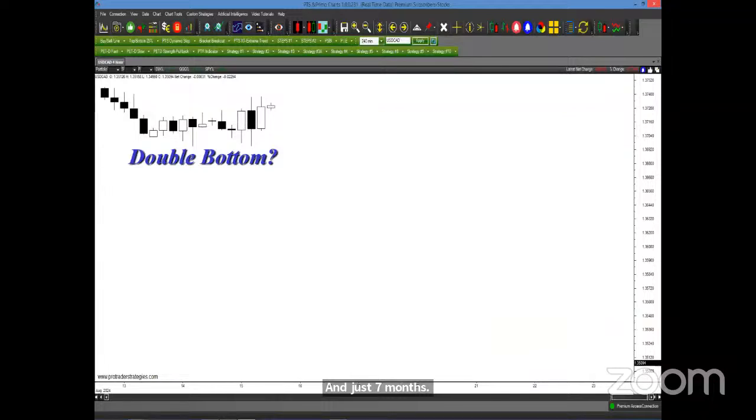How about this example? Here's a 4-hour chart of the Canadian dollar for all you forex traders out there. You see we were going lower, but look, we have a bottom that was made here, kind of stabilized, made another bottom, and it looks like we're going higher. This is the way a lot of technical analysis 101 traders trade.